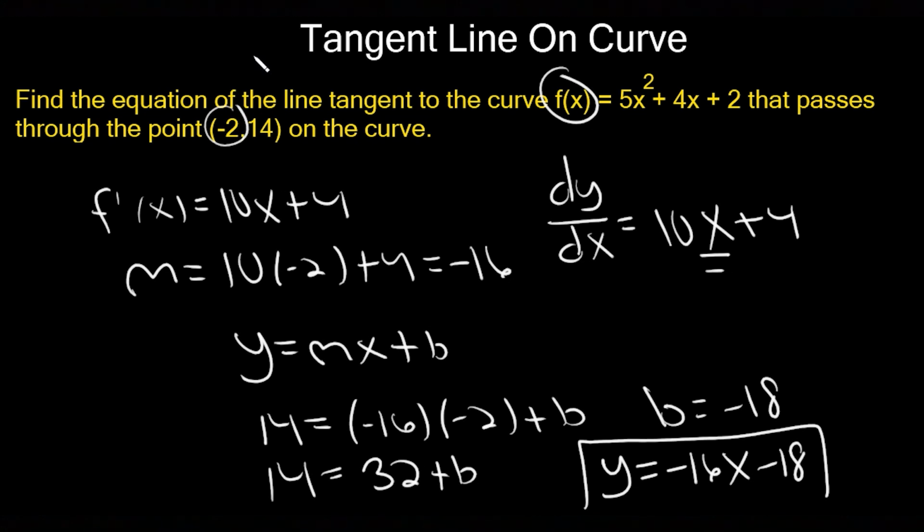It's pretty straightforward. Just remember, you do have to take the derivative because, again, the derivative is the instantaneous rate of change at any x value on the curve. And as a result, that ends up being the slope of the tangent line at any particular point on that curve. Okay, so that is it.